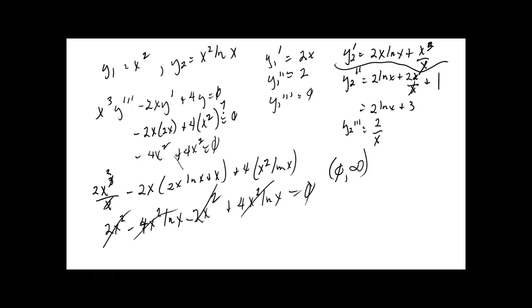These two solutions both are good in that range, and now it's saying their linear combination is too. By the superposition principle, y is equal to c1 times y1 plus c2 x squared log x. They claim this is also a solution.